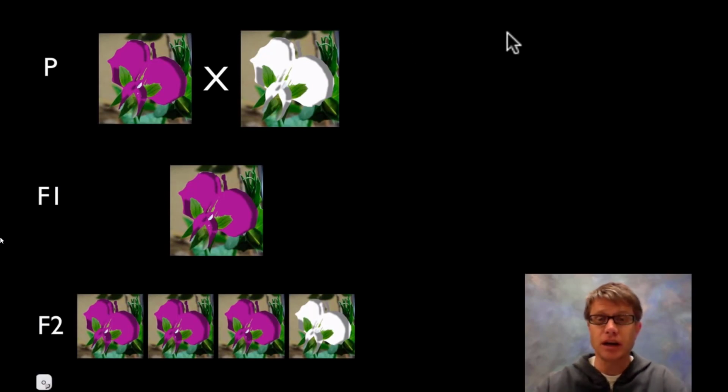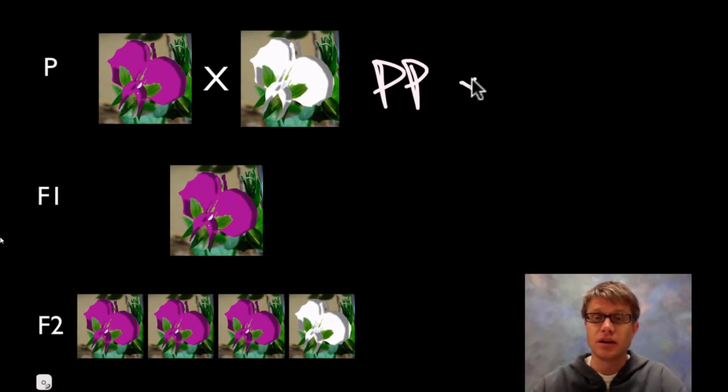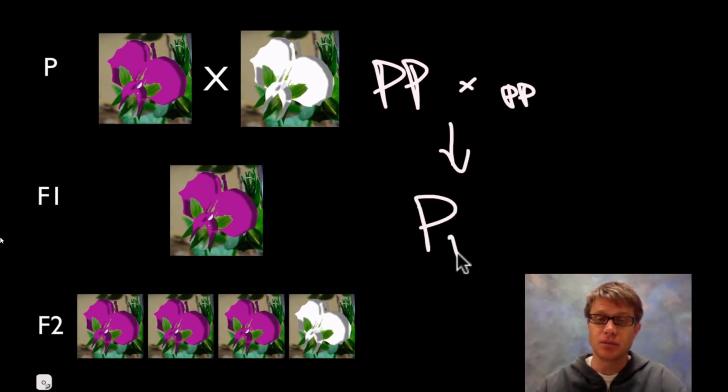If we were to write out how this works, and this is how he figured it out, the purple here would be big P, homozygous recessive. The whites are going to be little p. And so if you think about it, if we cross these two, all of this generation is going to be big P, little p.